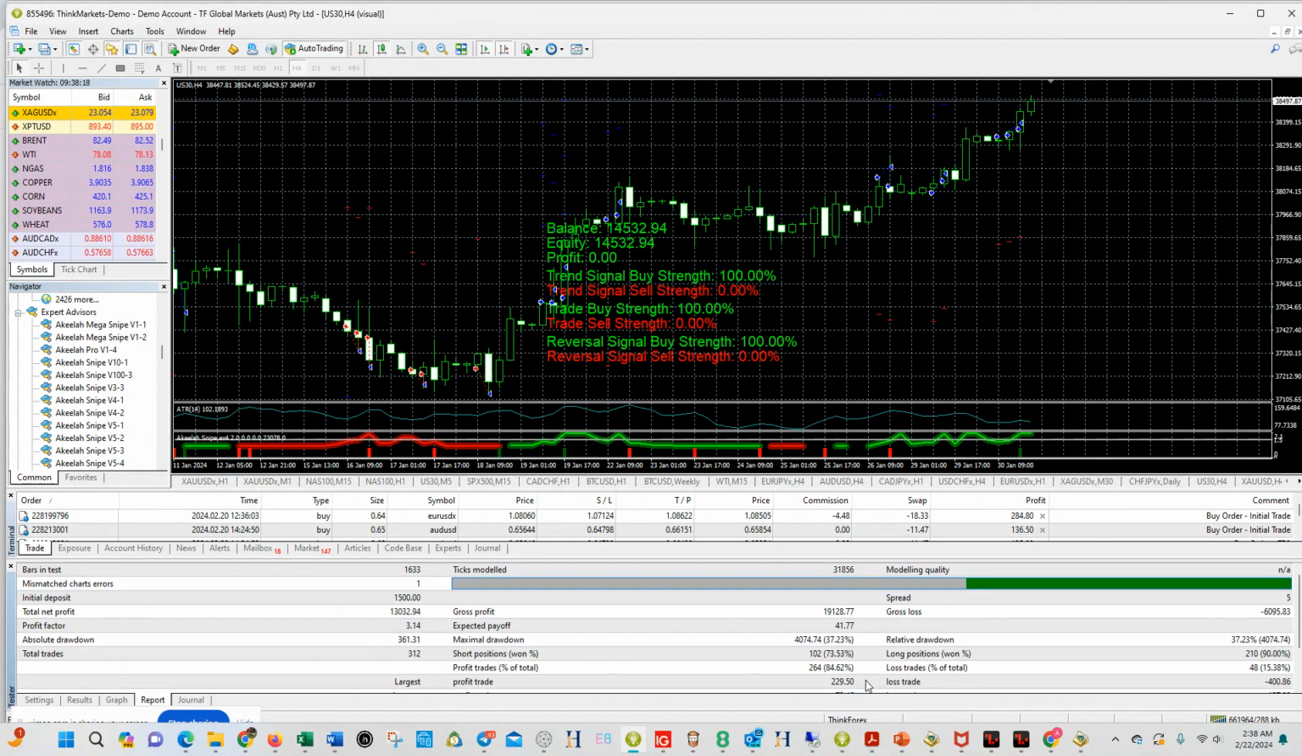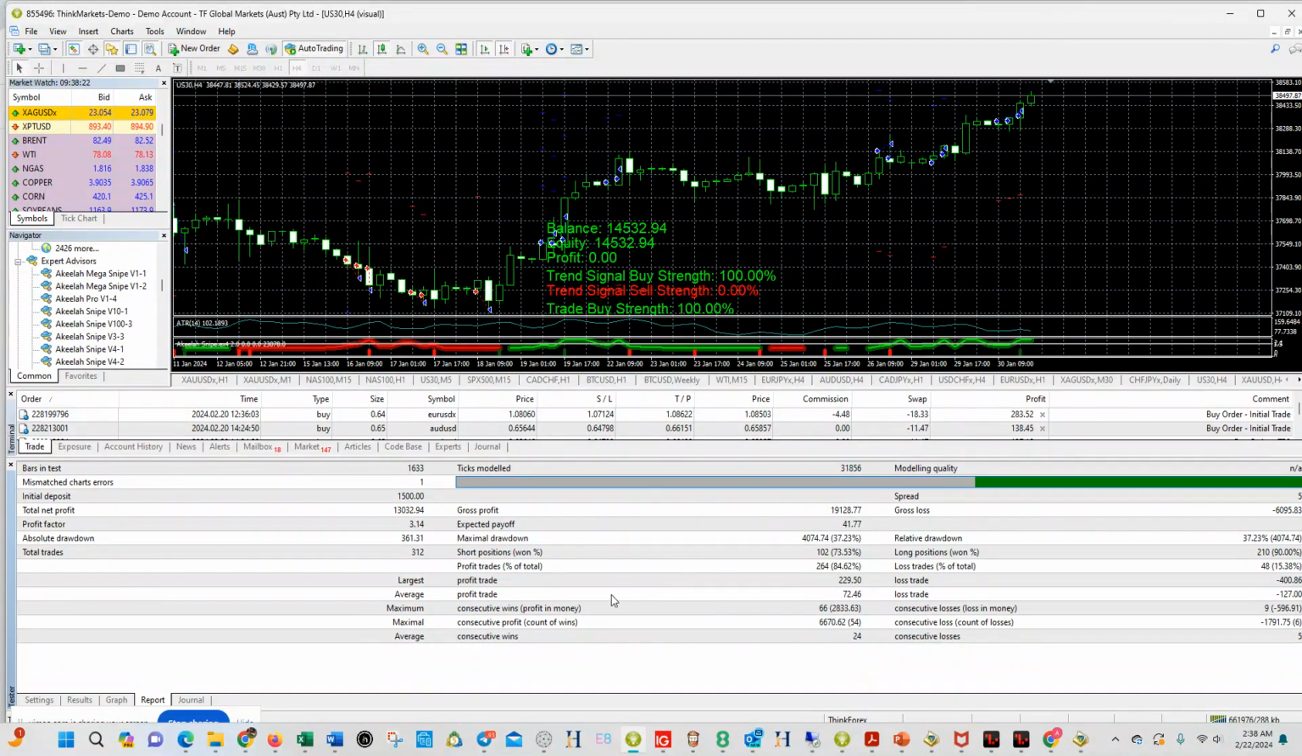So let's look at the overall report here. This shows that we started with a $1,500 account balance, made a total net profit of $13,000. Our profit factor, that's just a measure of the loss to win, the win to loss ratio. So that's pretty high. Our absolute drawdown.